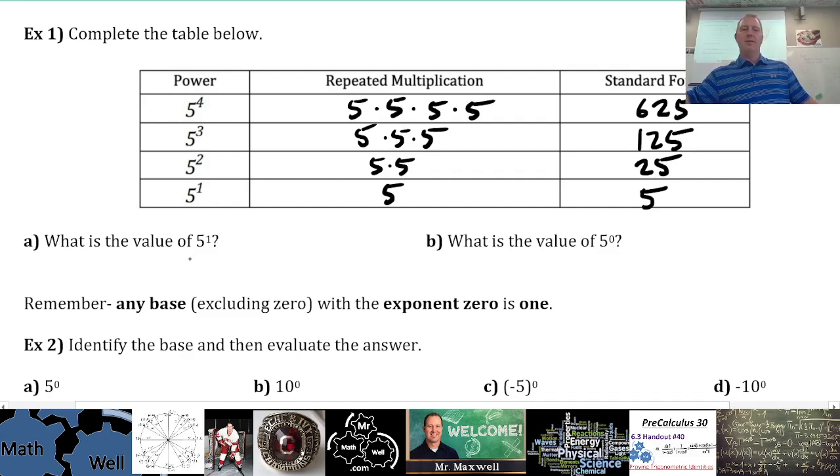The value of 5 to the 1 is 5. The value of 5 to the 0 is 1, because we divide by 5 each time in this row. Or if you think about going up, we multiply by 5 each time. So what number times 5 gives you 5? Well, it's 1. Okay, so 5 to the 0 is 1.